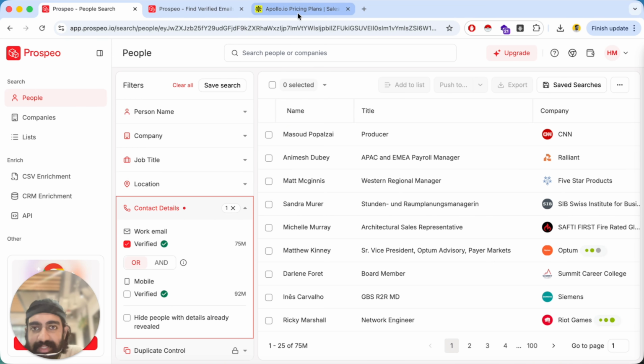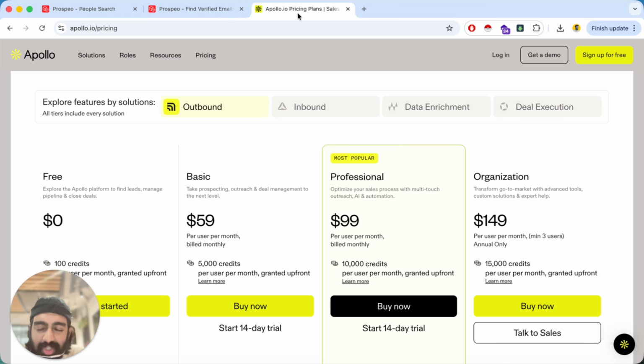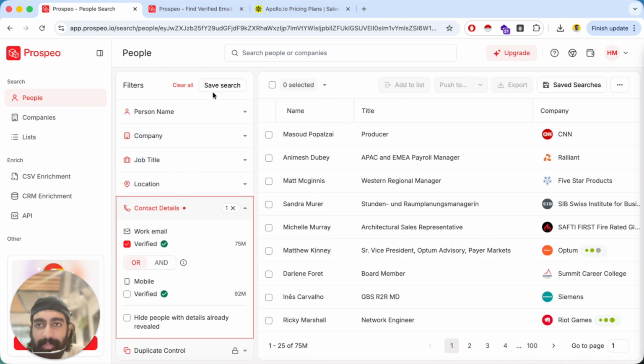Whereas there were instances for Apollo where there was a huge bounce rate, even though I did an external verification. In that case, I would say Prospeo is super good. I've seen on LinkedIn other people stating that their email accuracy is very good. I totally agree. If you're looking for good email accuracy, go for Prospeo.